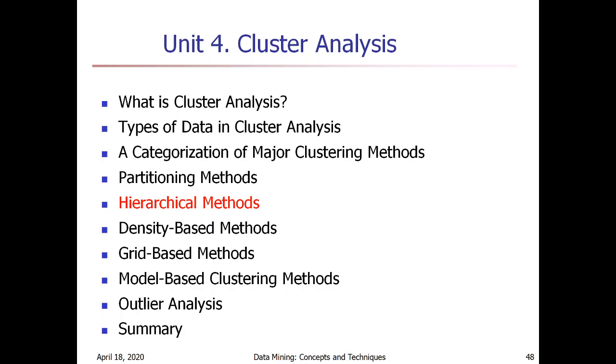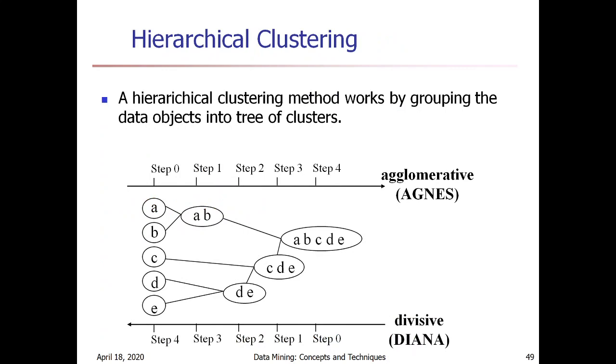Today we are going to discuss the hierarchical methods in clustering analysis. The hierarchical clustering method works by grouping the data objects to form a cluster. In that you have two methods. One is the agglomerative, another one is the divisive. Agglomerative is the bottom-up approach and it is also called AGNES.